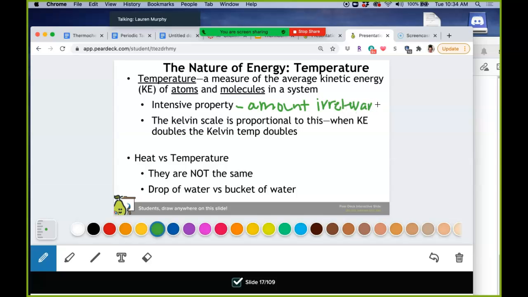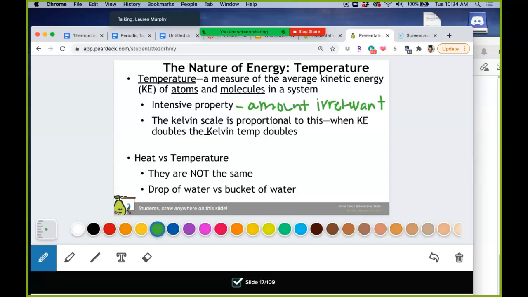So think about it. 50 grams of water at 100, that's its temperature. 5,000 grams of water at 100, that's its temperature. So we have different amounts, but they're at the same temperature. I don't care. 100 is 100, okay?